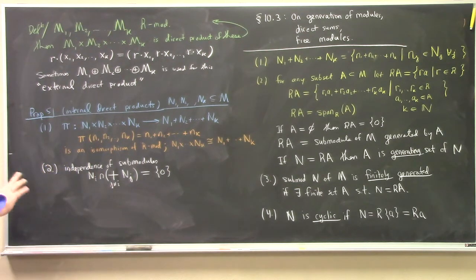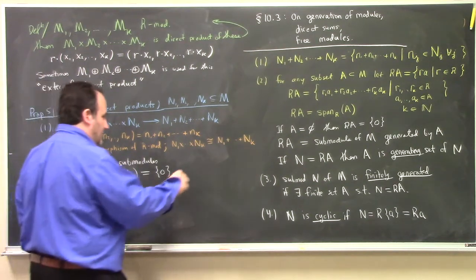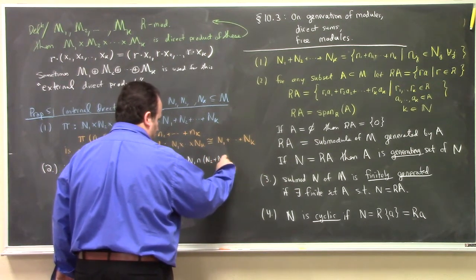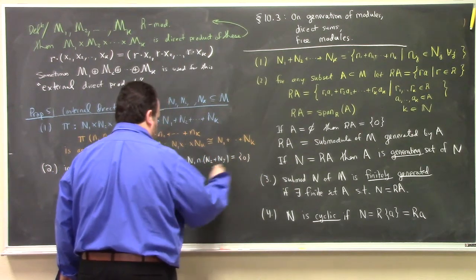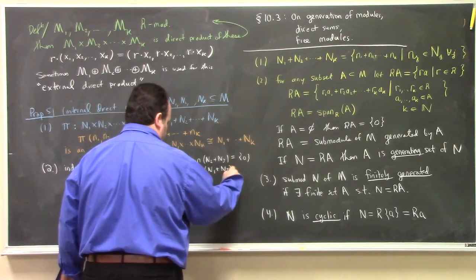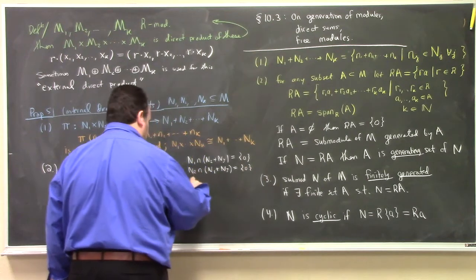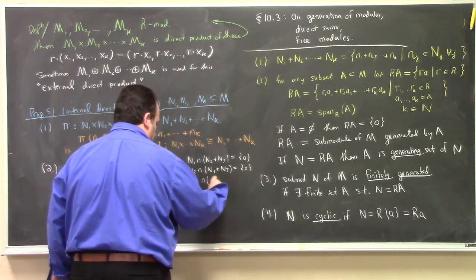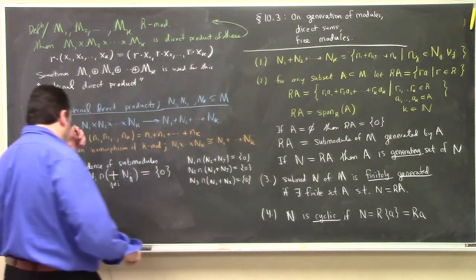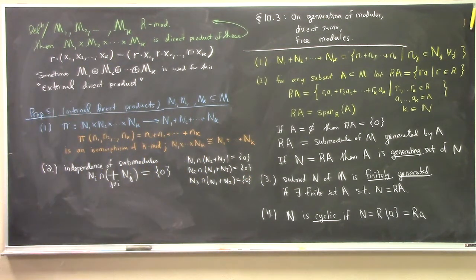In the case of 2 submodules, this just reduces to the condition that the intersection be 0. In the case of 3 submodules, you have the condition N1 intersect N2 plus N3 is 0, as well as N2 intersect N1 plus N3 is 0, together with N3 intersected with N1 plus N2 is 0. So that is independence of submodules.